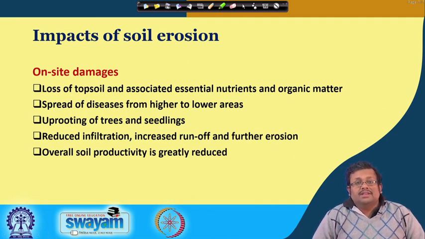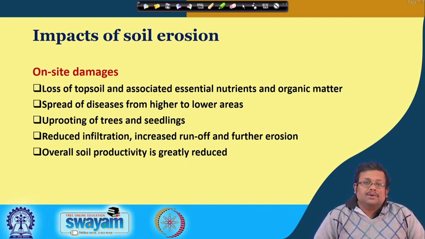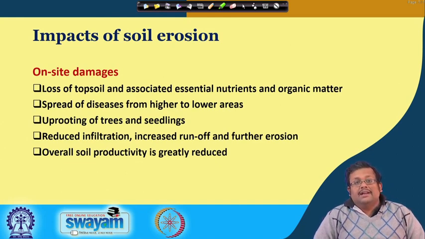Obviously there are some on-site damages. What are the on-site damages? Like loss of topsoil and associated essential nutrients and organic matter, and then spread of diseases from higher to lower areas, and uprooting of trees and seedlings, and then reduced infiltration, increased runoff and further erosion, and finally overall soil productivity is greatly reduced. So all these are the outcome of soil erosion.